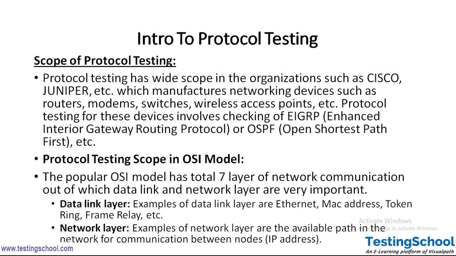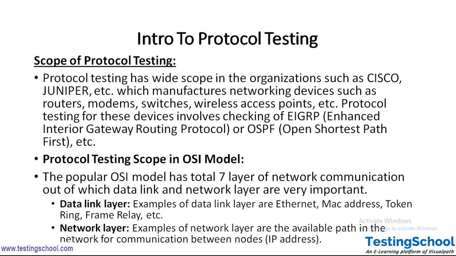Now in the OSI model, what we are discussing here has a total of 7 layers of network communication, out of which the data link and network layers are very important. See, in other layers also we have the protocols and the set of rules, but here, as I told, we are talking mostly about routing and switching. So mostly we'll discuss the data link layer and network layer.